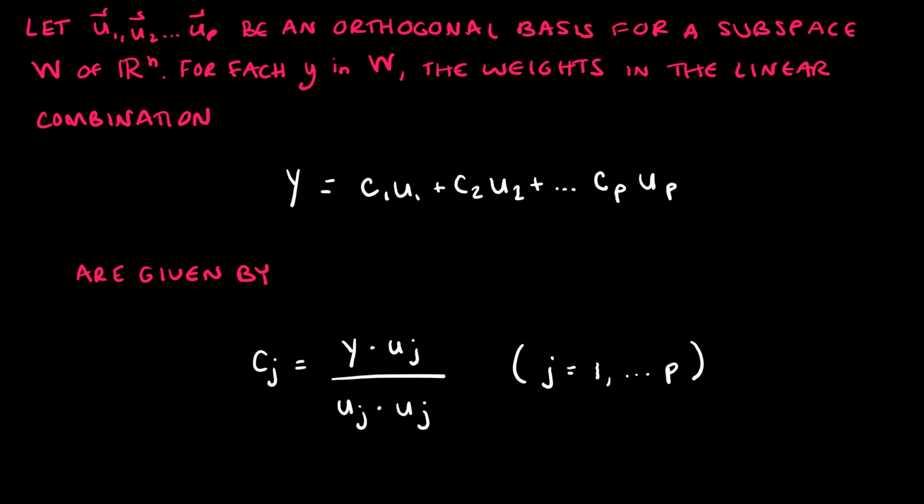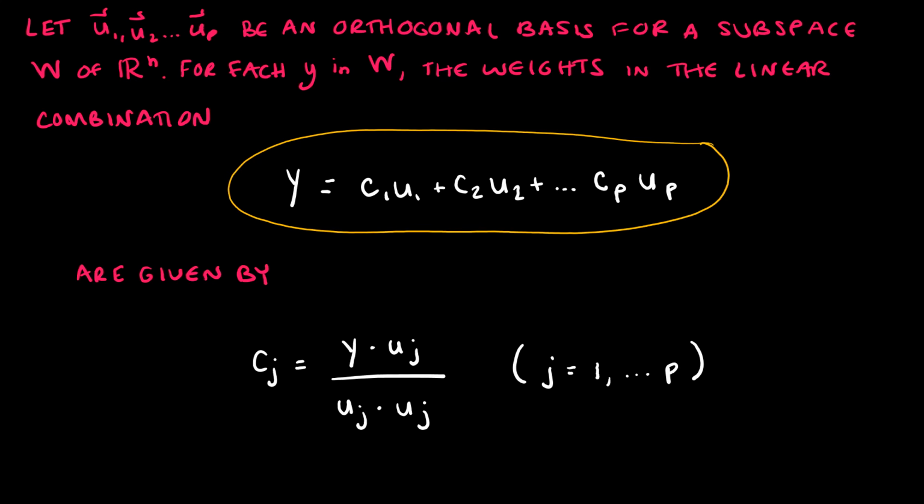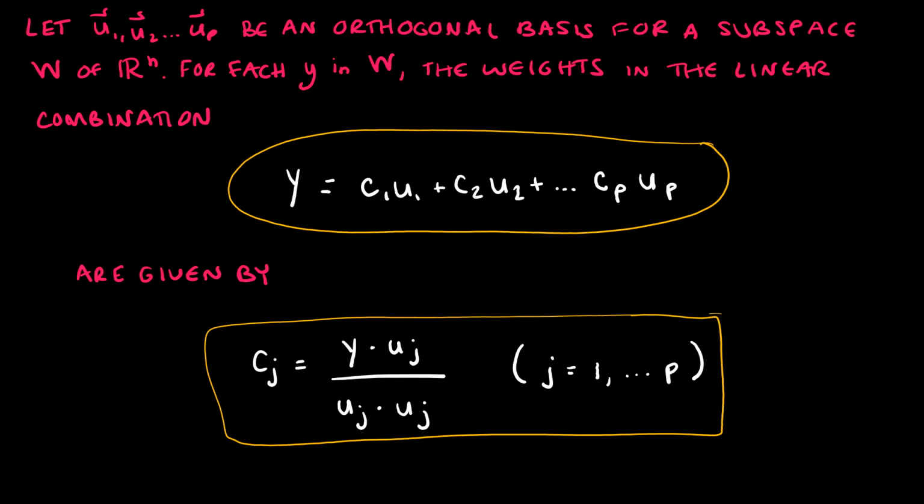We have dealt with this before, a linear combination. We know how to solve for weights in a linear combination. We do row operations, and we're able to find those weights. So essentially what this is saying is if you have an orthogonal basis, instead of having to do all of those row operations, you get to use this handy-dandy formula. So let's take a look at how the formula works.